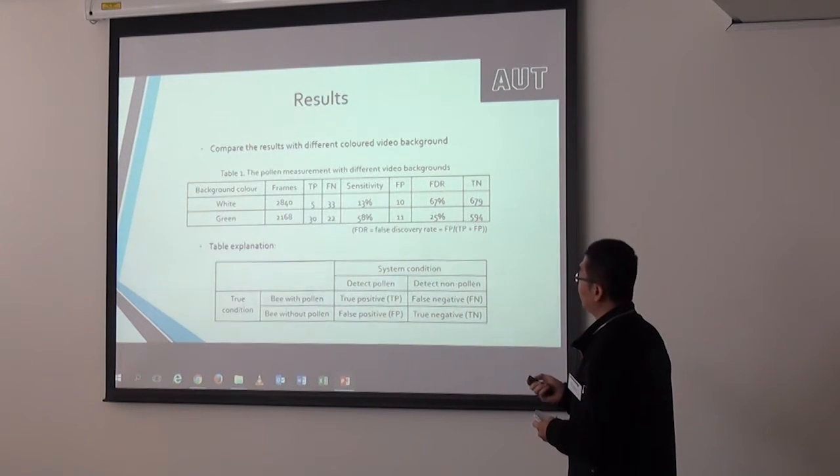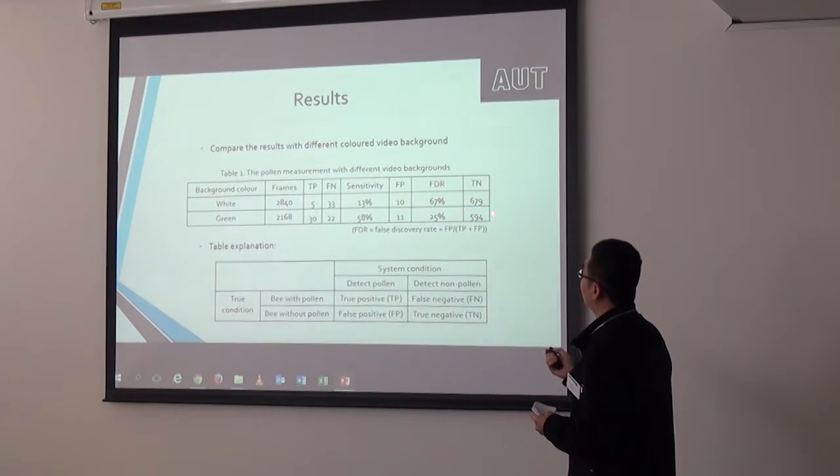In here, we can see that before I used a white background color, and later on I used a green background color. And you can see the sensitivity in here. The green one is much better than the white one. The reason is many bees have white color pollen. They bring white color pollen in. And the problem is with a white background, it's hard to detect the white pollen. That's a hard thing. So that's why the sensitivity is very low.